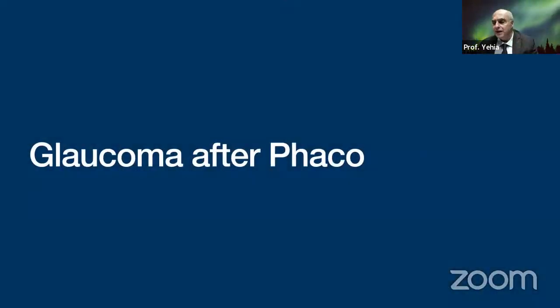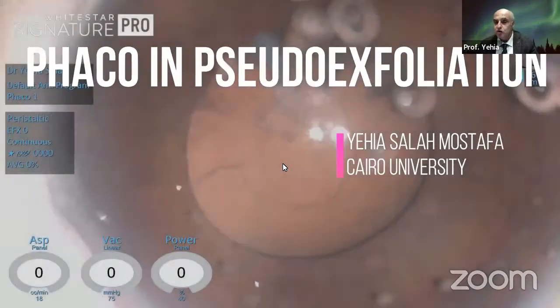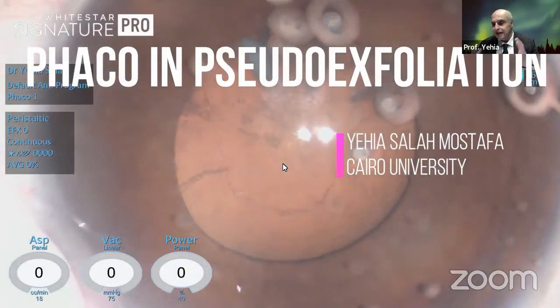So one important thing is that you can see a patient with pseudoexfoliation that does not have glaucoma, or he will get glaucoma. These patients are at high risk to get an open angle glaucoma. So be careful to protect the endothelium. Make sure that these patients may have zonulysis. So your technique should be very careful.